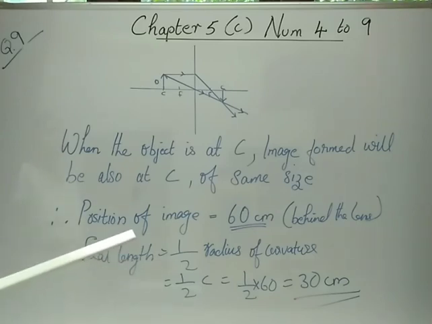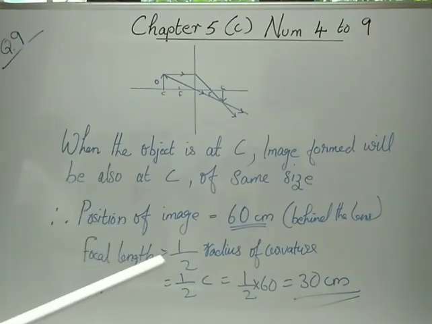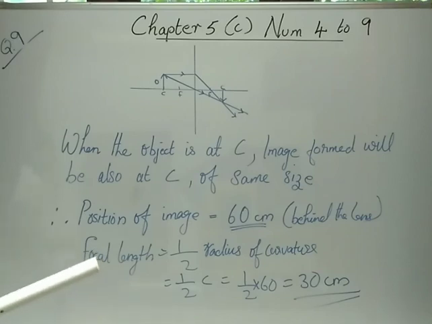I hope all of you understood the numericals, question number 4 to 9. The rest of the numericals from this chapter 5C, that is question number 10 to 18, we will discuss in the next video. In that you can see question numbers 11, 12, 13, 14, four numericals are deleted due to the pandemic, coronavirus. So in the next video I will explain question number 10, and after that 15, 16, 17, 18.